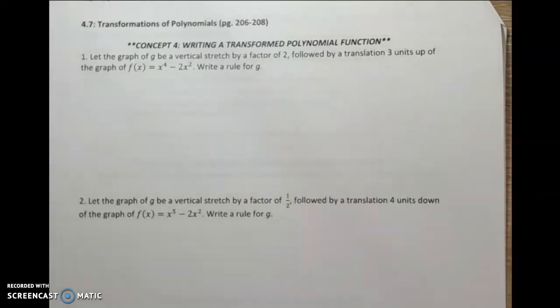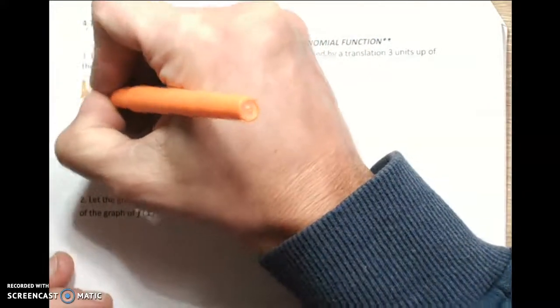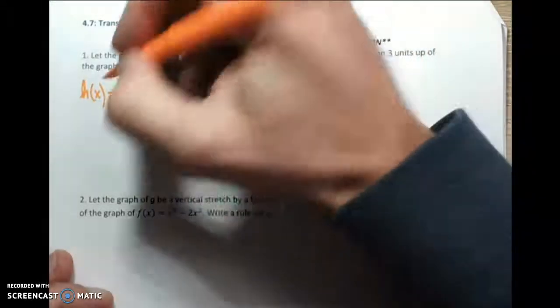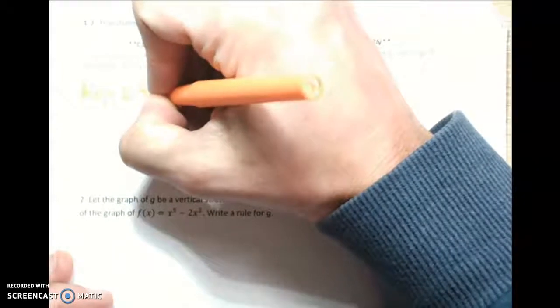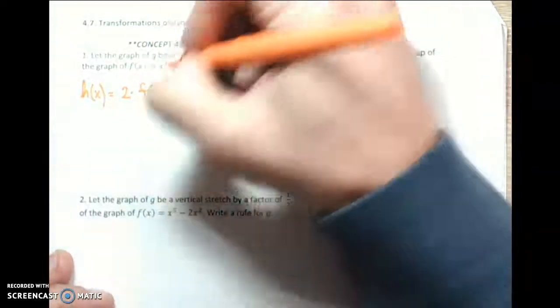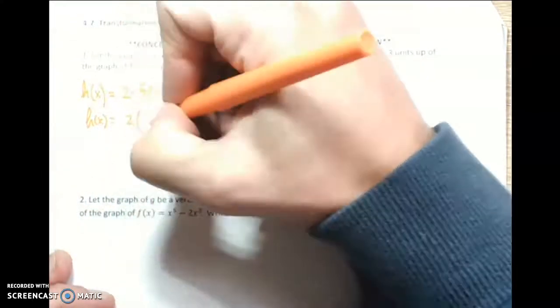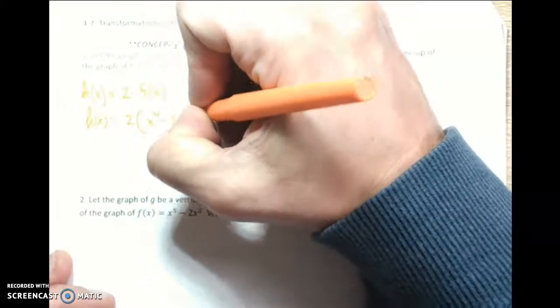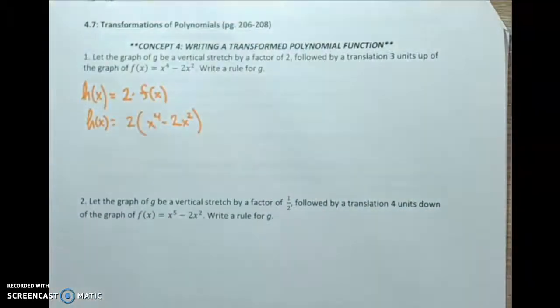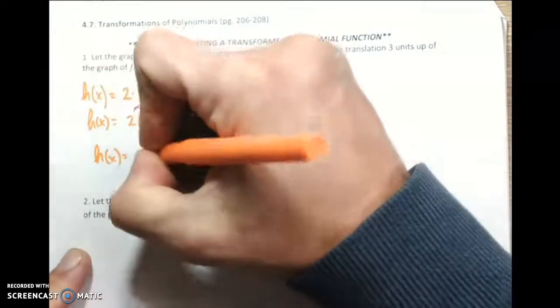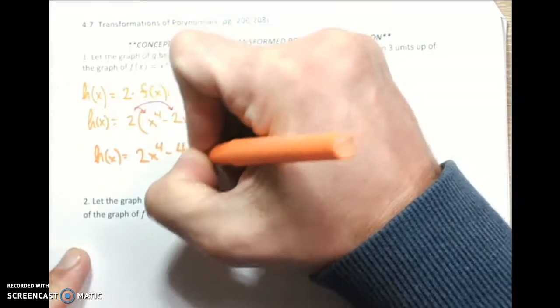I'm going to write a rule for g, so I'm actually going to start by writing a rule for h of x. The first transformation is a vertical stretch by a factor of 2. Vertical stretch means that 2 comes out times f of x. Alright, I'm going to replace f of x with x to the 4th power minus 2x squared. Anytime we have a vertical stretch, we are going to distribute. So I put that 2 out there in front, parentheses, to indicate I am distributing here. Go ahead and distribute. H of x equals 2x to the 4th power minus 4x squared.